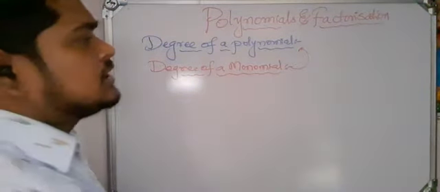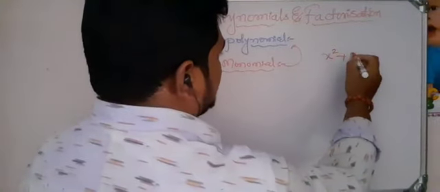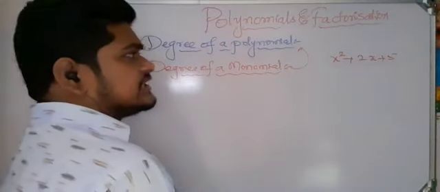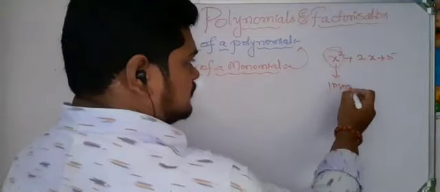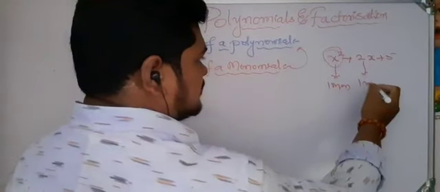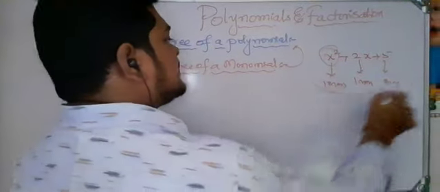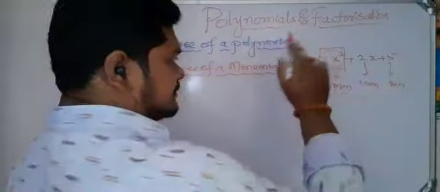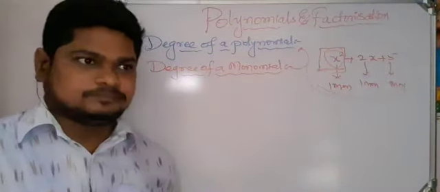Suppose I write one polynomial here: x square plus 2x plus 5. In this we have 3 terms. That means this x square is one monomial, next this is another monomial, and next this is another monomial. To discuss the degree of the whole polynomial, first of all we have to discuss each and every monomial. That's why I wrote here degree of a monomial.